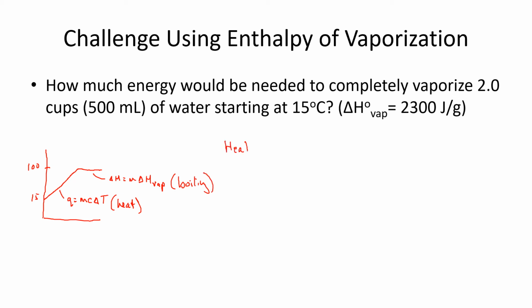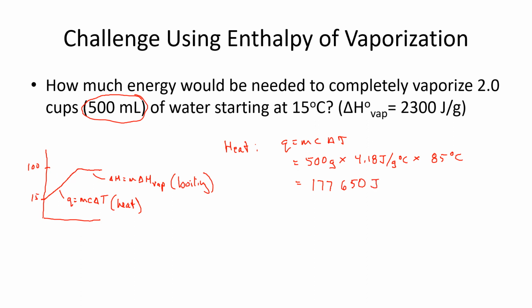So let's do the heating first. We got Q equals MC delta T. The mass of 500 milliliters of water is 500 grams, right? 1 gram per milliliter is the density of water. 4.18 is the heat capacity of water, joules per gram per degree Celsius. And the temperature change, we got to go from 15 degrees Celsius all the way to 100. So that's going to be 85 degrees. And so the energy required for that is 500 times 4.18 times 85 equals, that's a big number. So we got 177,650 joules.